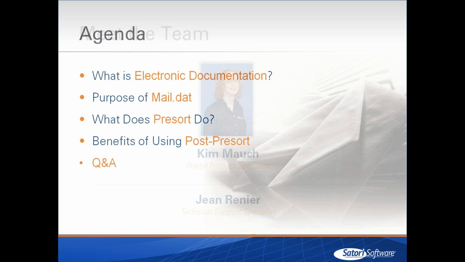So let's take a look at what we're actually going to be covering today. The first thing we're going to talk about is electronic documentation: what it is, why you would want to use it, and some different options that you can use to satisfy the electronic documentation requirement for full service. We're going to talk a lot about Mail.dat, because when we talk about Post-Presort software, the majority of the time we're talking about modifying your Mail.dat file. So we'll talk about why you would create a Mail.dat file, how you can manage it, and what information is actually in that file.